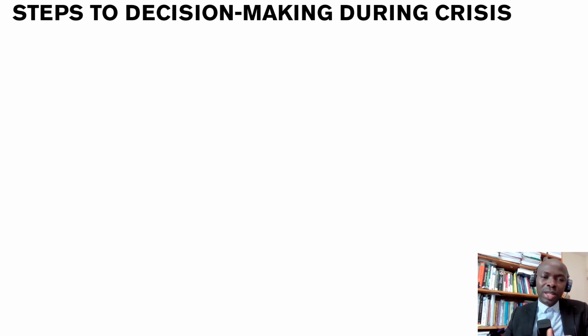Again, when you look at the steps to decision making during crisis situations, this seems more like what happens within every typical decision. But within crisis situations, because crisis is also unique itself, you will also find that this is much more prevalent in a number of other literatures as well. Other studies have also alluded to these particular steps.